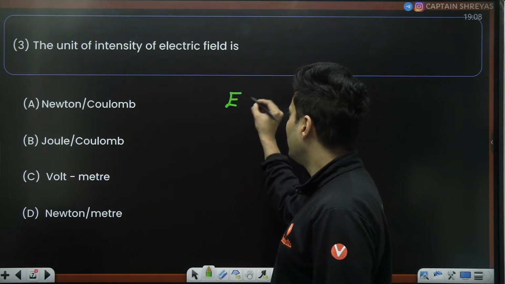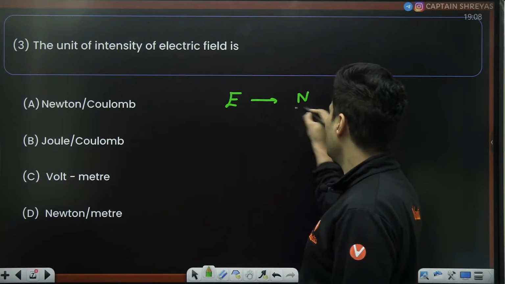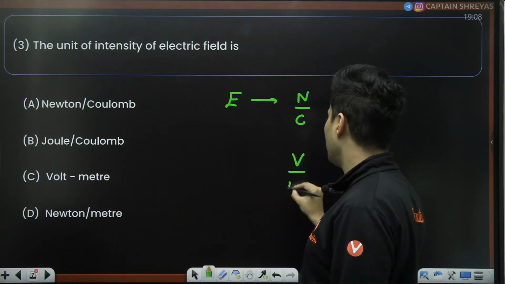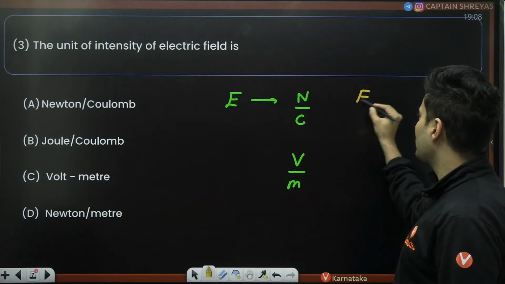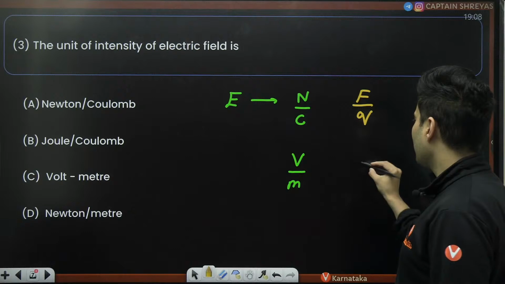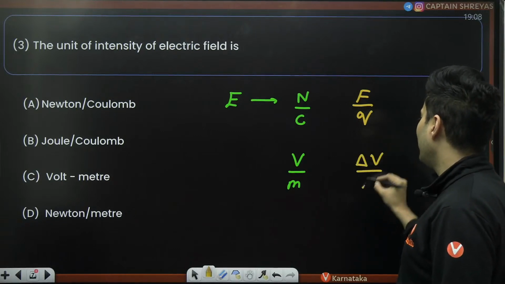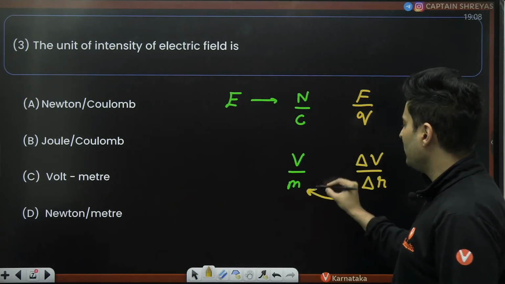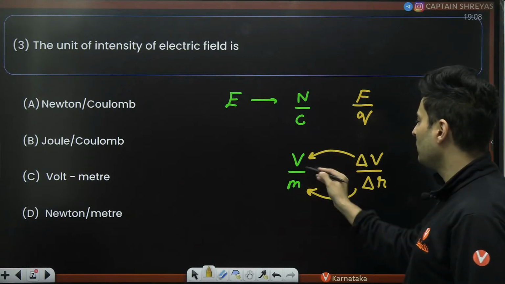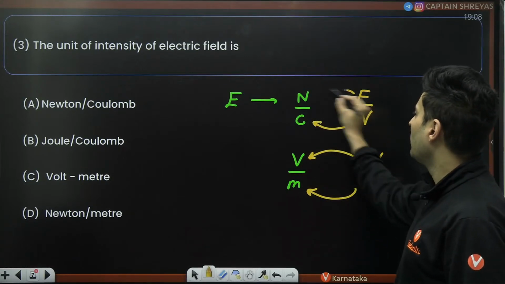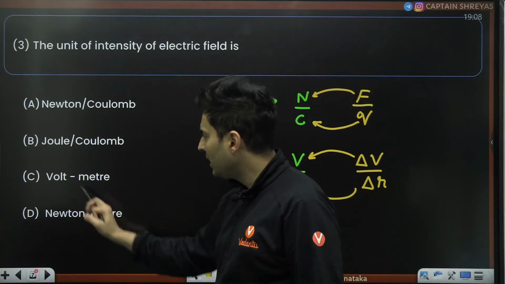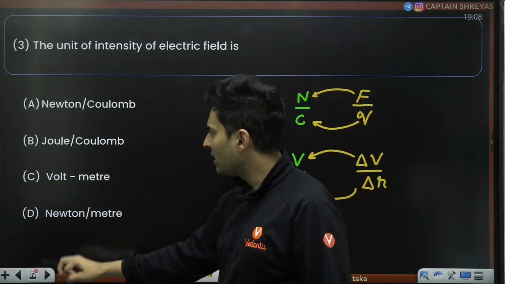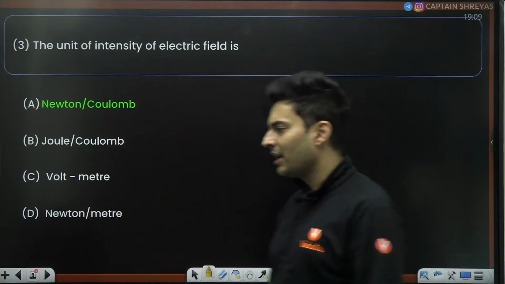For electric field, the units are either Newton per coulomb or volt per meter. Remember the formula: electric field is force per unit charge, and electric field is also delta V by delta R. Delta R is measured in meters, voltage in volts, charge in coulomb, and force in Newton. So Newton per coulomb or volt per meter. This is volt meter, so it can't be C; it has to be option A.